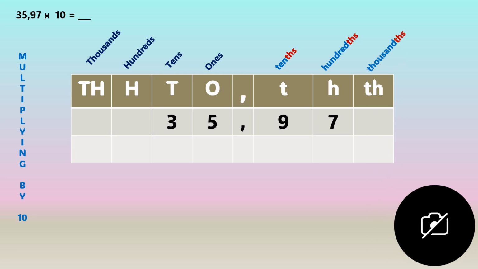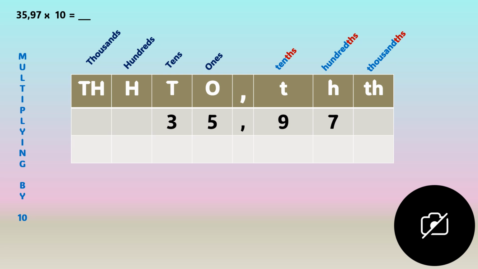Please pay attention to the spelling. Tenths begins with a small letter t and ends with a THS. Hundredths, small letter h, ends with a THS. Thousandths, small letter t and ends with a THS.